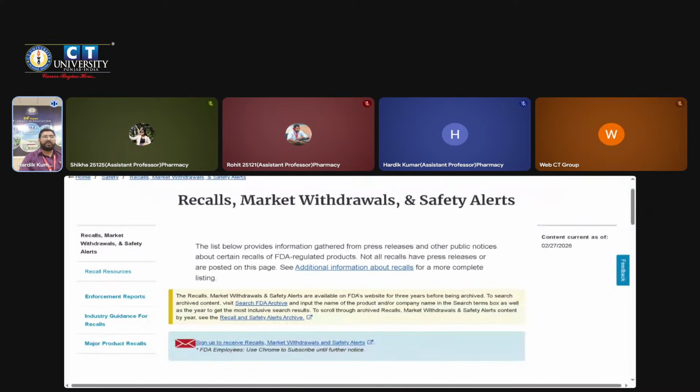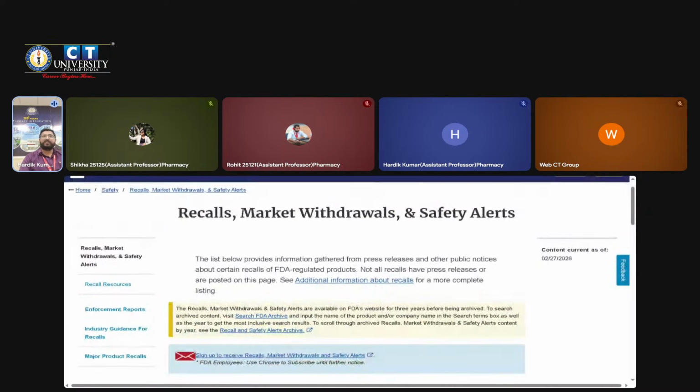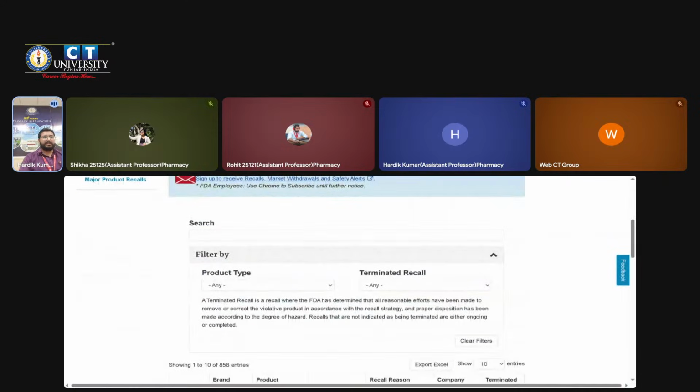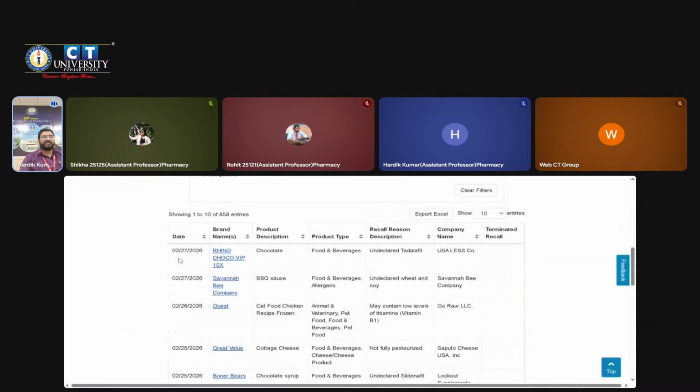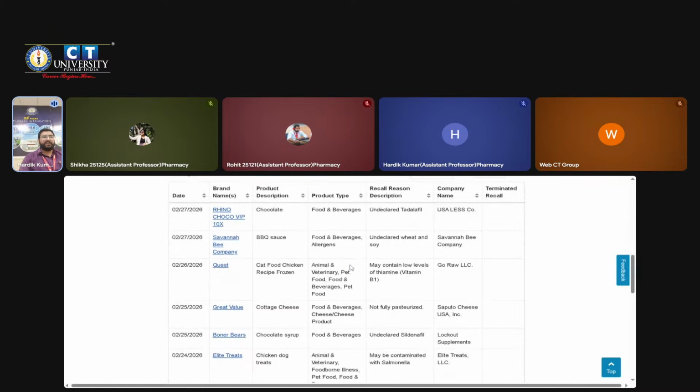This is about recall alerts and market withdrawn safety alerts. If we see the list, it is a list of chocolate that has been recalled. The product is food and beverages. Then there is a cat food, chicken recipe frozen, that has been used for animals and veterinaries.